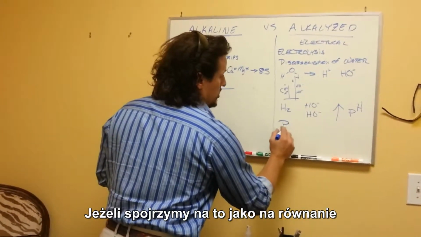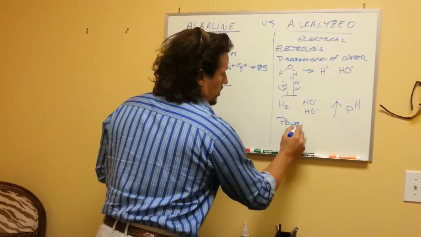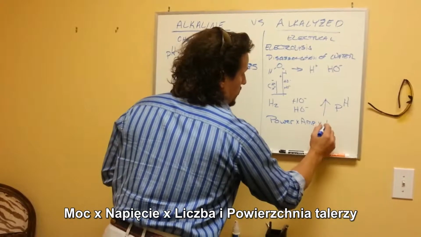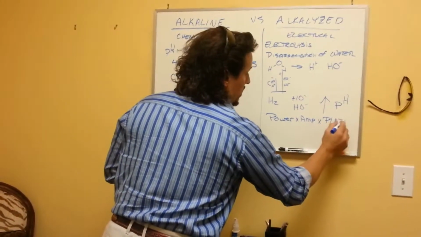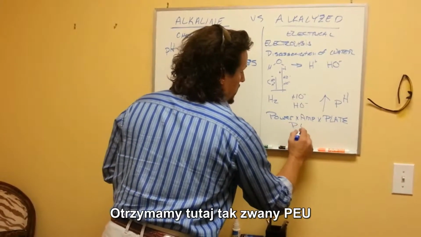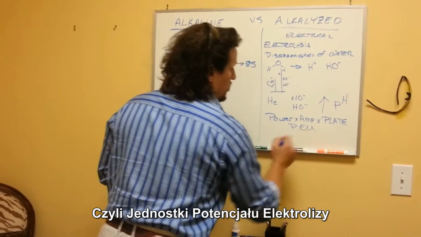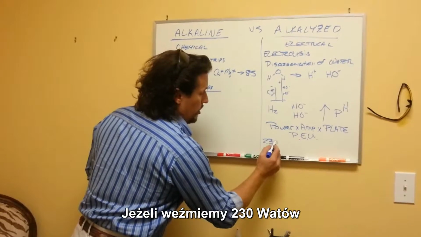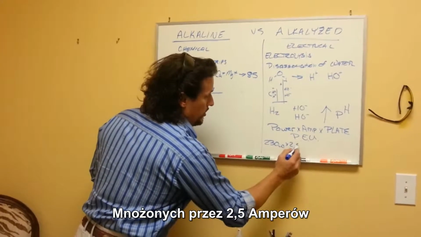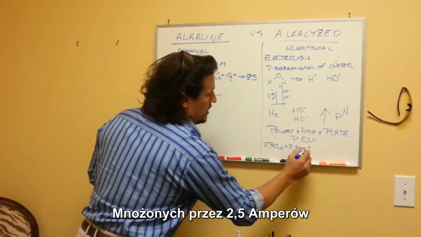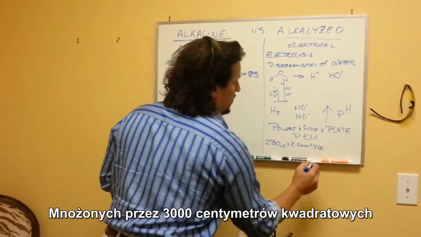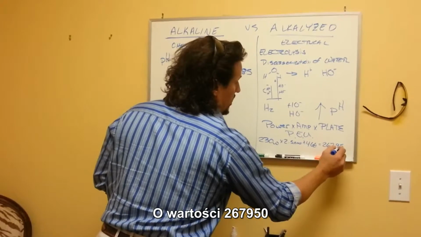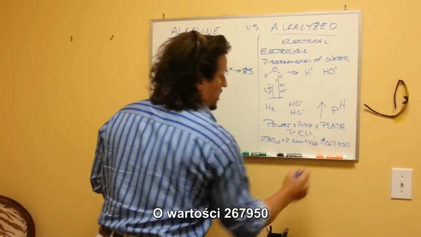If you look at it as a question of power times amperage times the surface area of the plates, that'll give you what's called a PEU, which is potential electrolysis units. If you take 230 watts times 2.5 amps times 466 square inches, you get a PEU of 267,950 from an SD501.